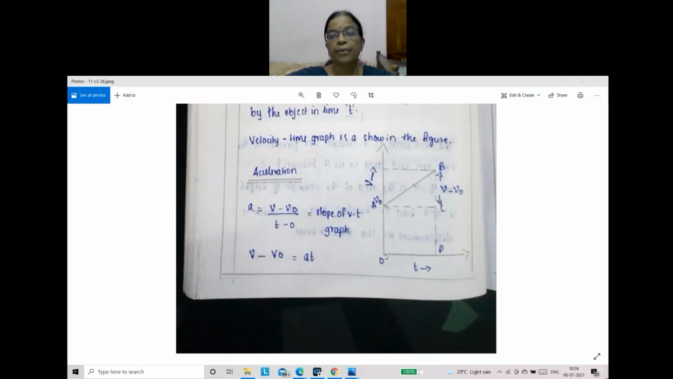This rectangle ACDO. What is the length? Tell. Ayush.